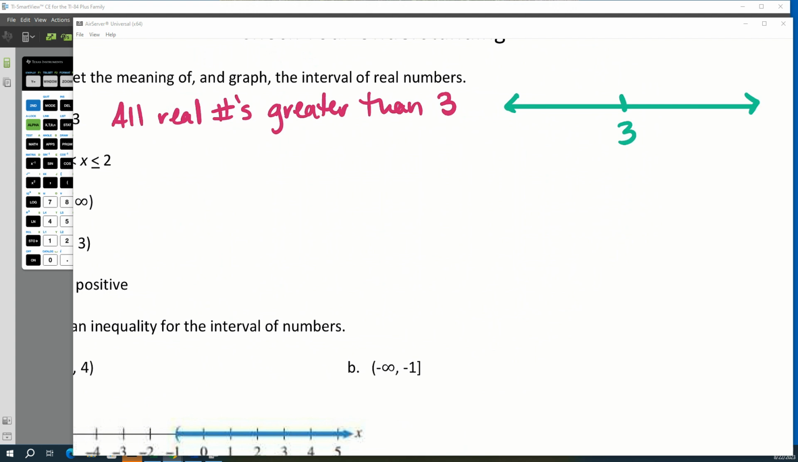And so the numbers that are greater than 3 are the numbers to the right. So we would put a parenthesis that's kind of opening to the right, and then we would shade to the right. Why make it so difficult? It's not difficult, it's just new. So just think, anytime you would have done an open circle, you're going to do a parenthesis. Anytime you would have done a closed circle, you're going to do a bracket.